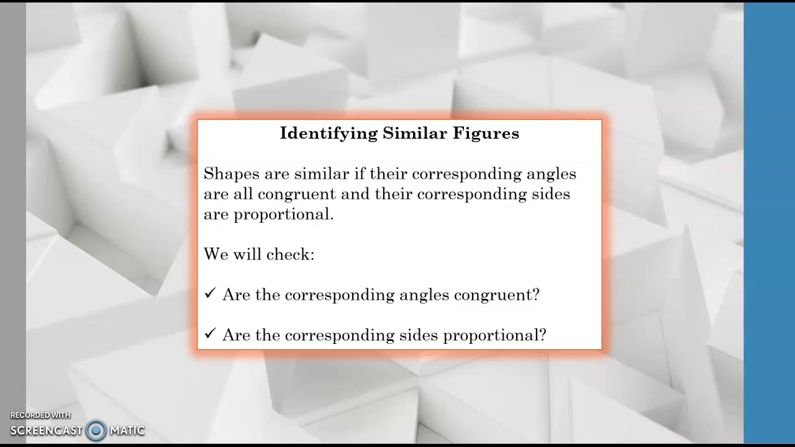All right, so identifying similar figures. Shapes are similar if their corresponding angles are all congruent and their corresponding sides are proportional. So we're going to check that for every problem that we have today. We're going to ask ourselves, are the corresponding angles congruent? And we'll also ask ourselves, are the corresponding sides proportional?